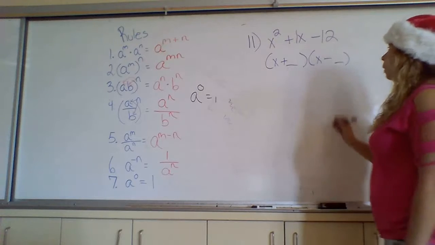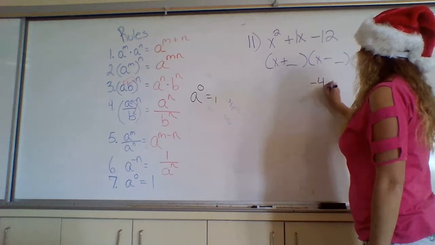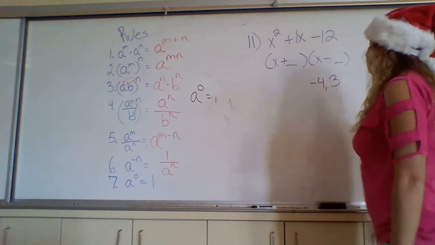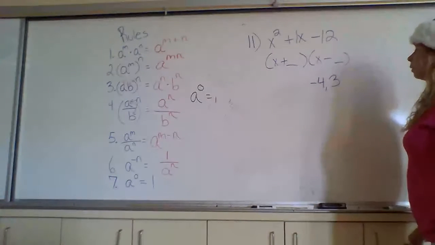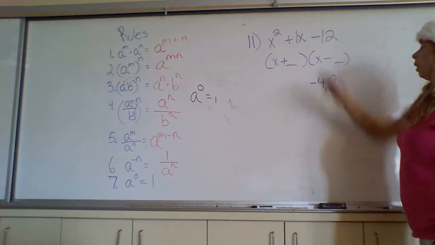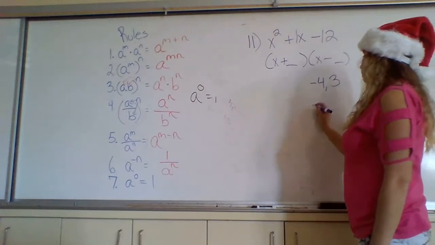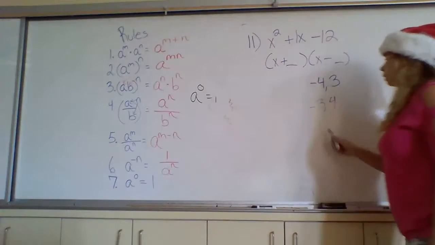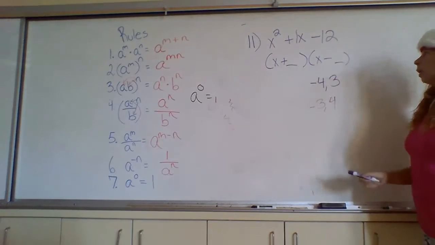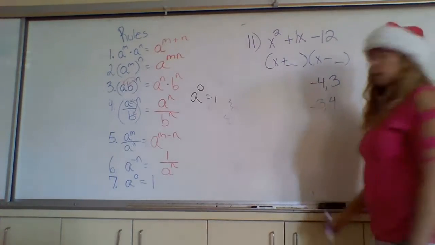All right, so -12. We've got -4 and 3. -4 times 3 is -12. Do they add up to +1? No, they add up to -1. What if I switch them? Negative 3, positive 4. Still multiply together to get negative 12, but now 4 minus 3 is in fact 1, so those would be your factors.